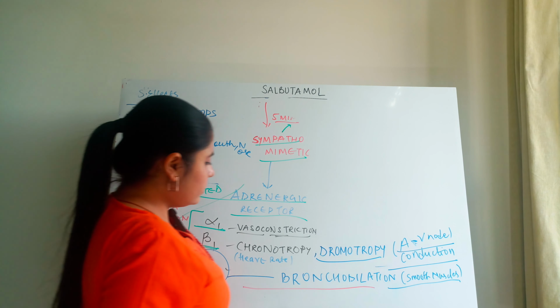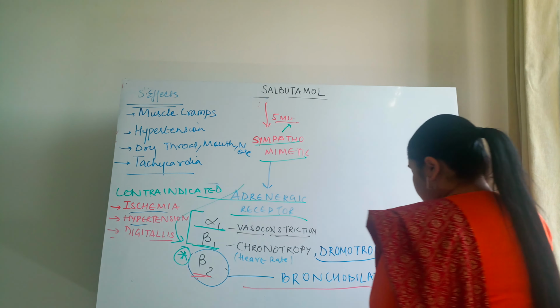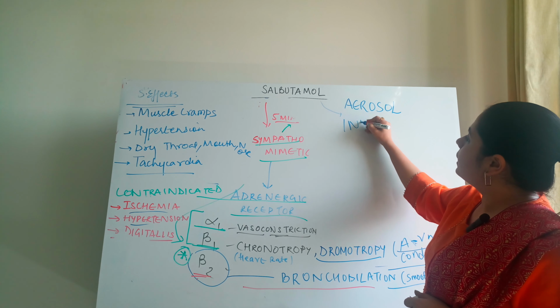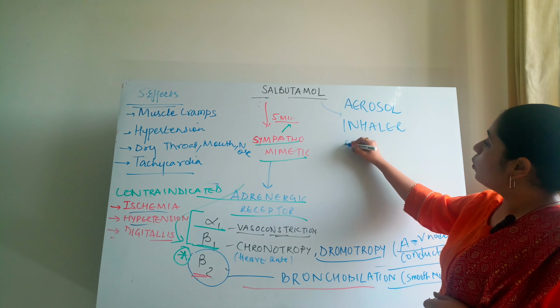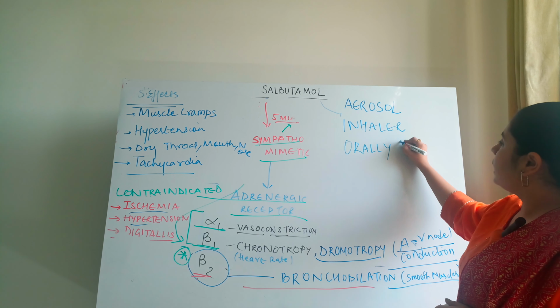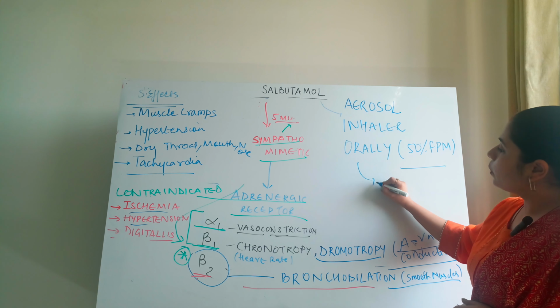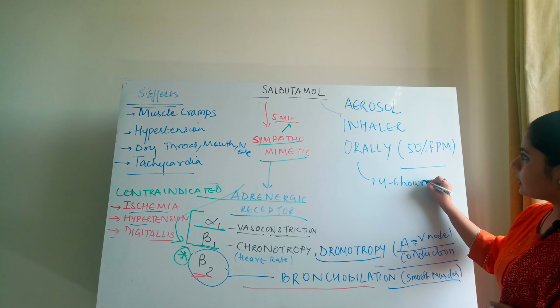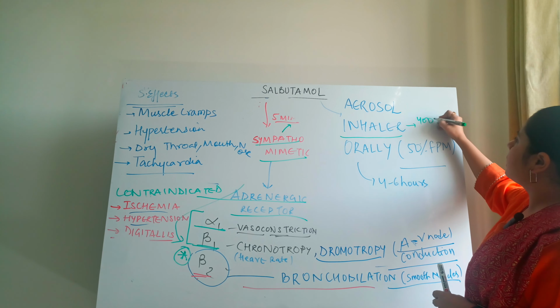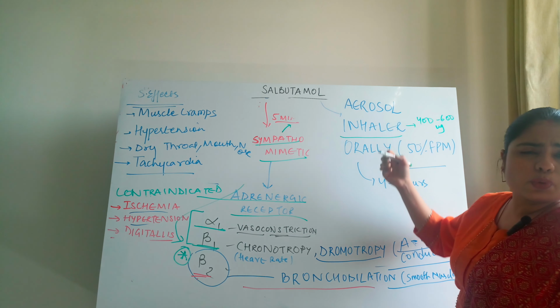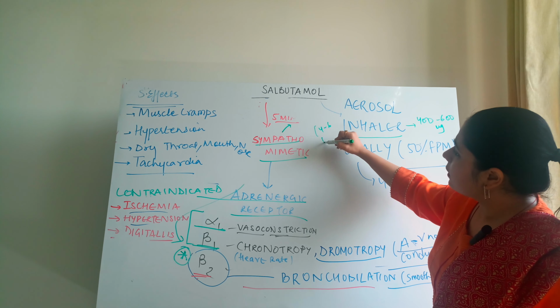Now let's learn about the doses, in which amount salbutamol should be administered. That is a very important question. It can be given as an aerosol, as an inhaler, or orally. If the drug is given orally, 50% of the drug is exhausted by first pass metabolism. The duration of action is 4 to 6 hours. When it is given as a metered dose inhaler, the dose is 400 to 600 microgram, which is usually 4 to 6 puffs.